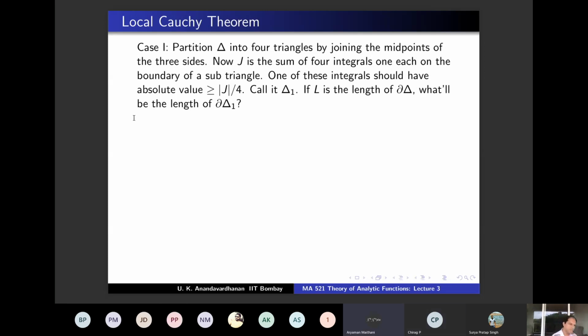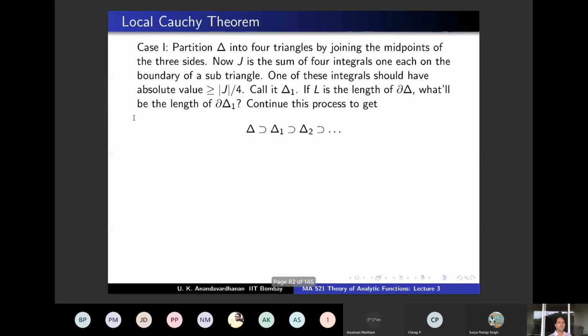Yeah. So it's basic geometry from school. You can argue using similarity or congruence or one such thing that it will be L by 2, and this we are going to use. So you have got this delta 1, right? Delta 1 is one of those triangles where the absolute value of the integral is bigger than or equal to mod J by 4. So pick this delta 1 and repeat this process. So you will get a delta 2. Delta 2 will have boundary of length L by 4, and the absolute value of the integral there will be bigger than or equal to mod J by 16. Mod J by 4 by 4, mod J by 16.